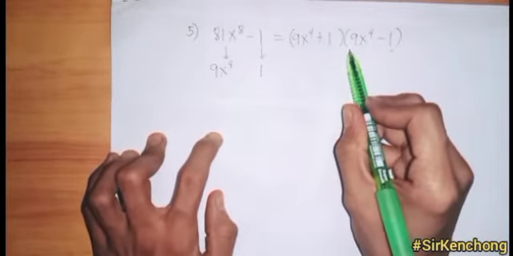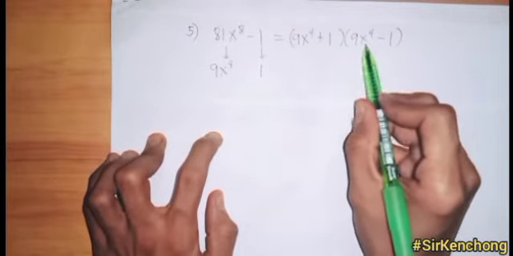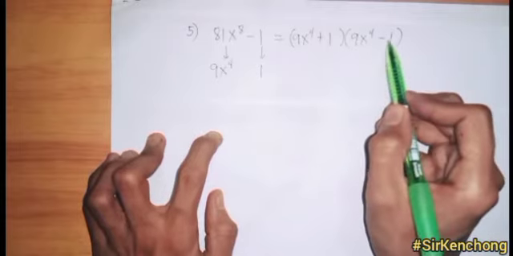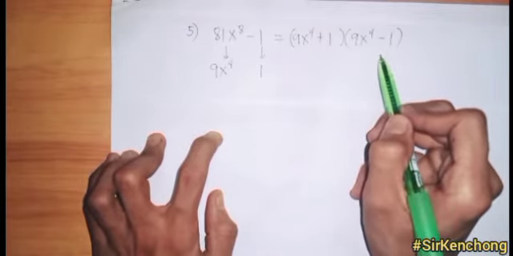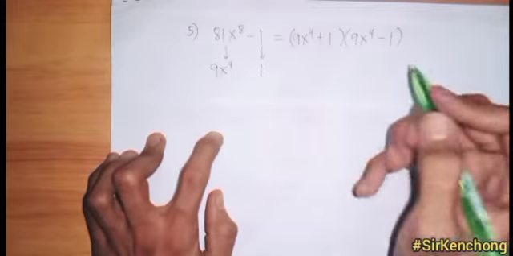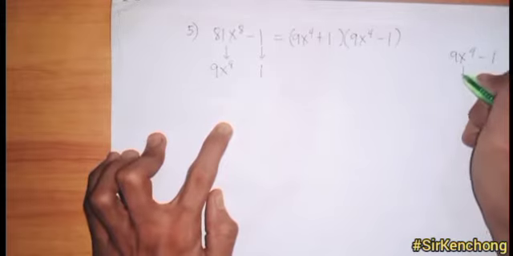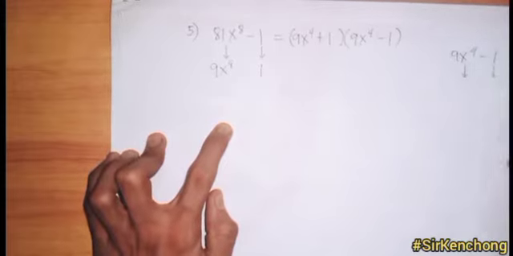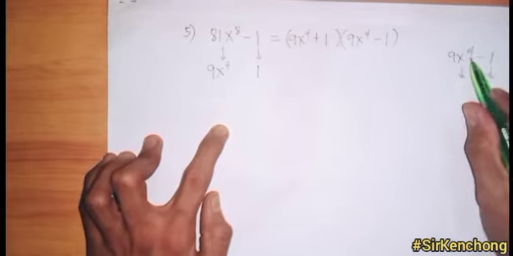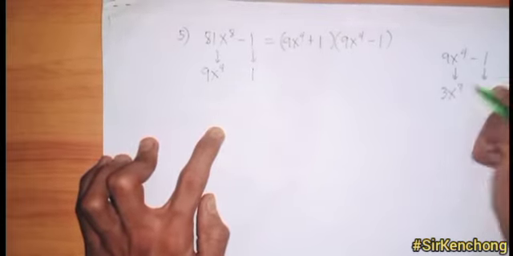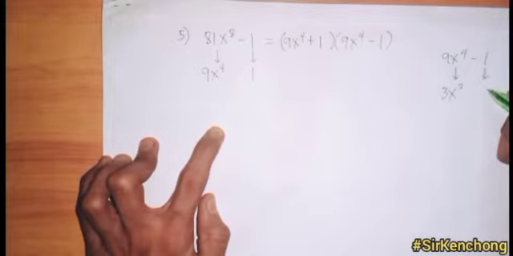Look at the second factor. 9x to the 4th minus 1. Ito ay isang difference of two squares. Kaya pwede pa natin ulit siyang i-factor using that technique. Hanapin natin yung square root ng 9x to the 4th at yung ating 1. Ang square root ng 9x to the 4th ay 3x squared. Ang 1 naman ay 1.